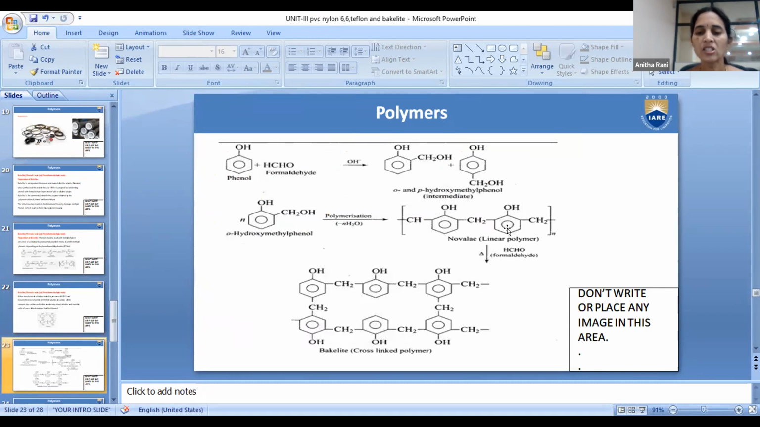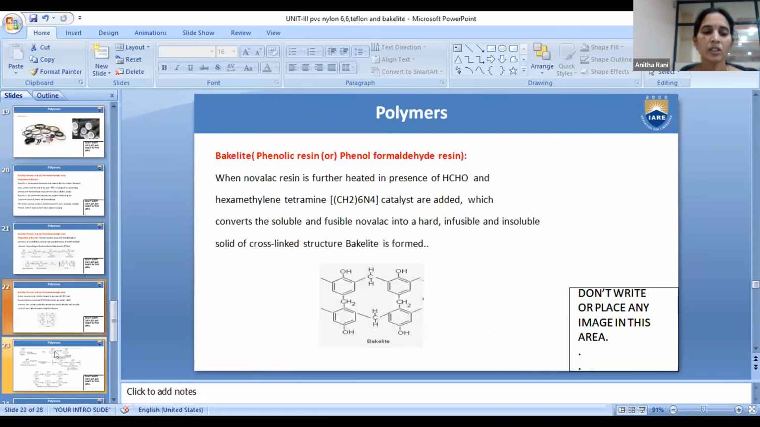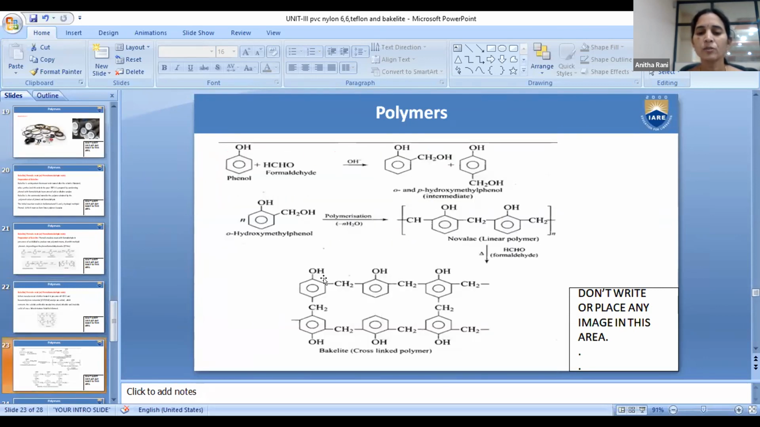So this linear polymer converts to a cross-linked polymer. That cross-linked polymer is known as bakelite. The second step is formation of the Novolac structure by polymerization, with removal of water molecule, meaning it is undergoing condensation polymerization. In the third step, we take Novolac resin, add formaldehyde and hexamethylene tetramine catalyst, and heat the polymer. We will get a cross-linked structure, that is bakelite.